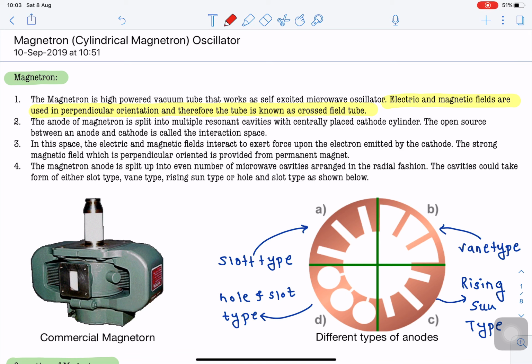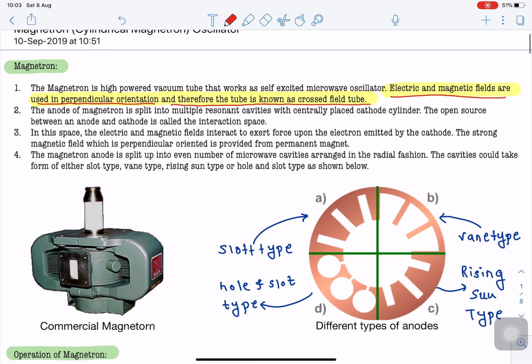Here the important thing is that the electric and magnetic fields used are perpendicularly oriented, and therefore this tube is known as a crossed field tube. This is the main reason why the cylindrical magnetron is known as a crossed field tube. A crossed field tube means we make use of both fields, the electric field as well as the magnetic field, and these are oriented perpendicular to each other. Now we will see why this type of orientation of field is required.